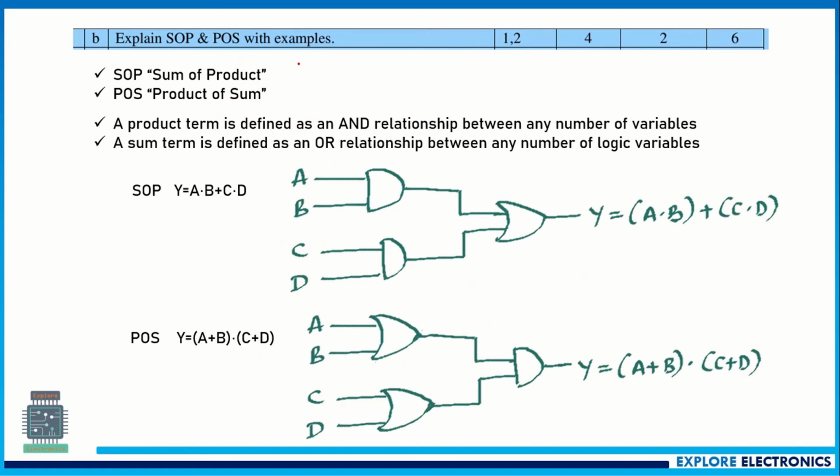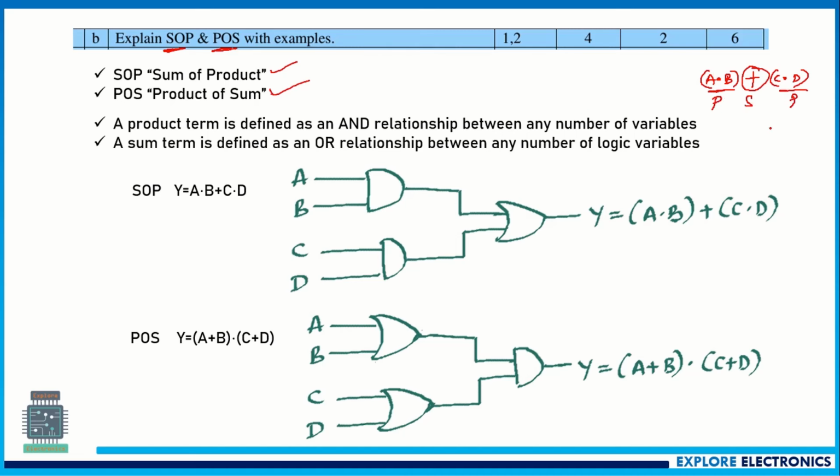Explain SOP and POS with examples. First say what is SOP and POS. SOP is sum of product terms and POS is product of sum terms. Means suppose we have two terms like this and we are adding these two, and these are having products, like this is A into B plus C into D. This will be a sum of two products.